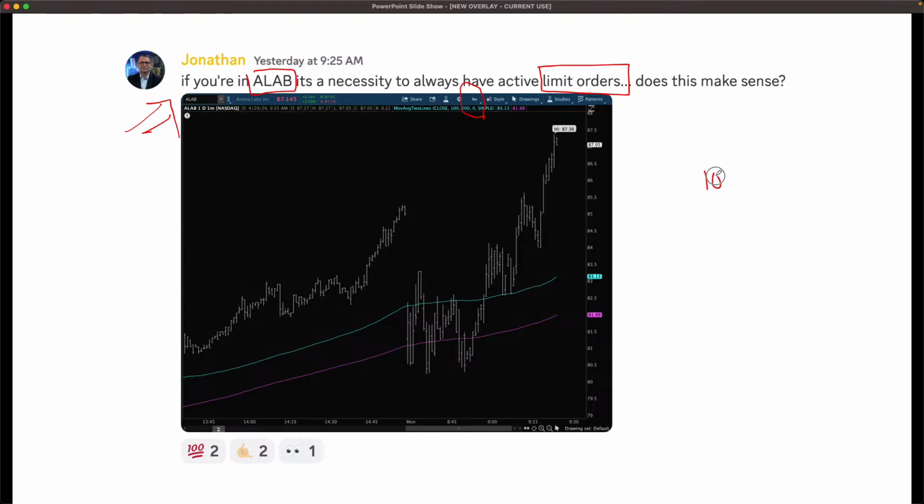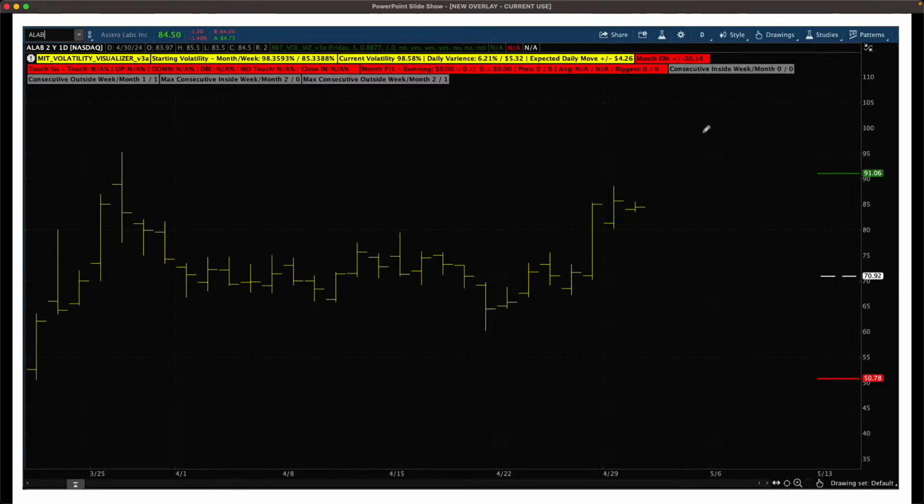If a stock's at 10 and you want to sell it at 12, you could just leave a limit order in to sell at 12. If you get filled, cool. And if you don't get filled, it doesn't cost you any money to use a limit order in the market. So yesterday, I warned everybody, hey guys, if you're in this stock, it is super volatile. I need you to work limit orders.